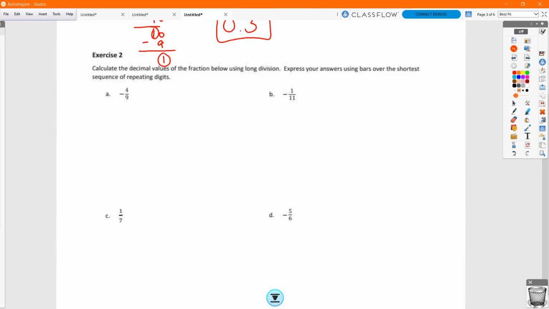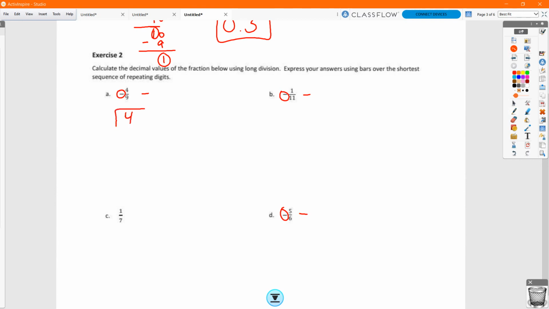All right, so we got calculated decimal values of the fraction below using long division. Express your answers using bars over the shortest sequence of repeating numbers. If you notice, you got negatives in these 3 problems, so we know our answer is going to be negative. So we just need to do the division real quick.